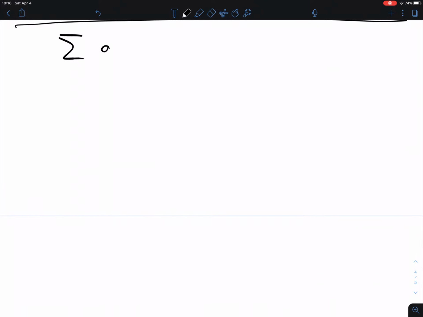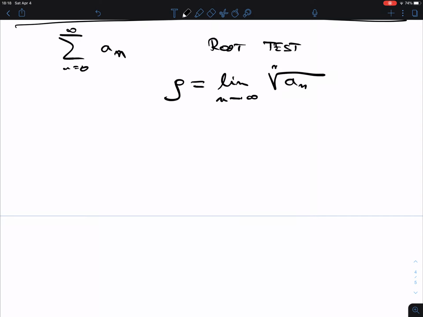Okay, here, I'll write it up. Let's start from 0 so as not to always have to write the same thing. The root test. In the root test, I'm going to calculate rho. This is again a limit. This time, I'm not going to take the ratio of the a_n's, I'm going to take the nth root, with the same n as this n here.